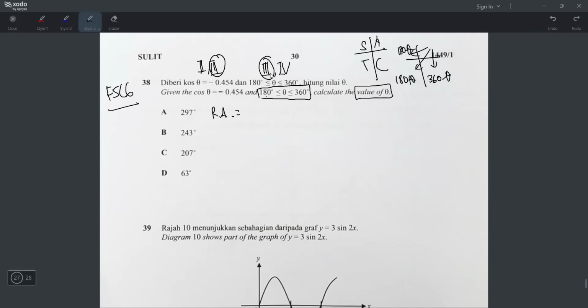Because you must follow both conditions. So cos negative means quadrant 2 or 3. And then in between 180 and 360 is quadrant 3 or 4. So the final answer should be in quadrant 3. So the answer is A.